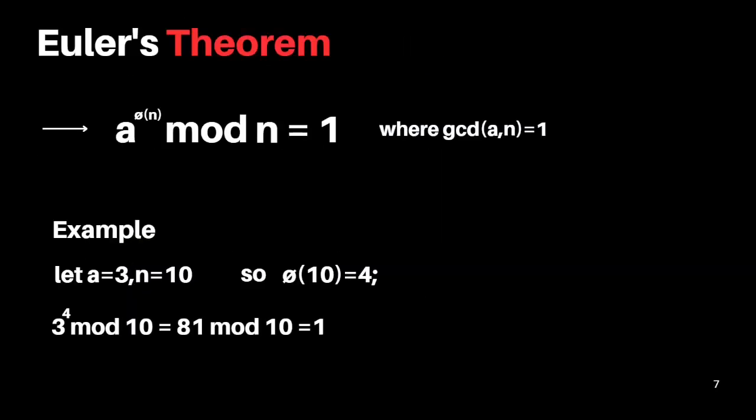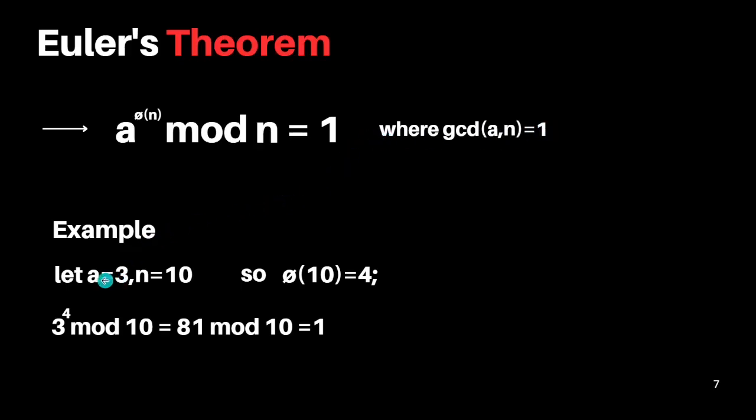Now we'll be looking into Euler's theorem, where we'll be using that Euler's totient function, or phi of n. Basically this Euler's theorem states that a power phi of n mod n equals 1, where GCD of a comma n equals 1. So this condition always holds when the GCD of a comma n equals 1. We'll look into an example.